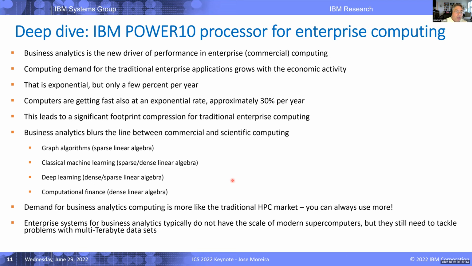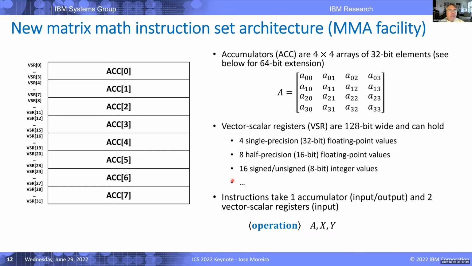So how did we do the matrix unit in Power 10? We introduced a new instruction set architecture facility. It's called MMA, which means matrix multiply assist. Whether that was the best name or not, I don't know, but that's the name we adopted. It's a set of instructions. I'm going to talk about the actual hardware later, but it's an instruction set which defines a new set of registers called the accumulators.